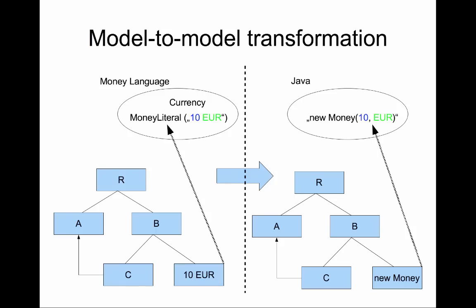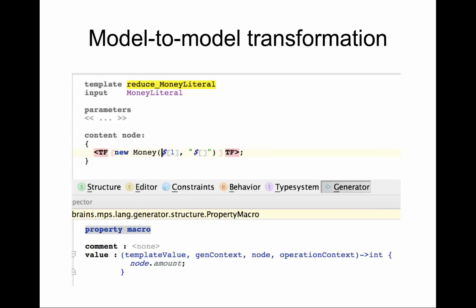So if you've got on the left-hand side an AST that contains something that is not part of pure Java, you define rules that will translate that stuff into an AST that contains pure Java. So you use these templates that define the generated Java code, and in them you use macros that take values from the input model and put them into the generated code.